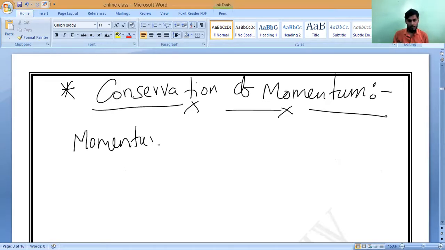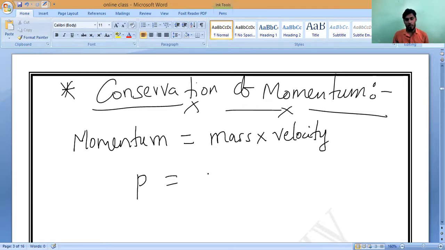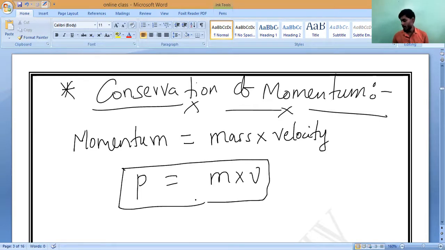The definition of momentum: momentum of any body is equal to mass into velocity. So momentum P is equal to the product of mass into velocity, which we have already studied before Newton's second law of motion. Is it yes or no?